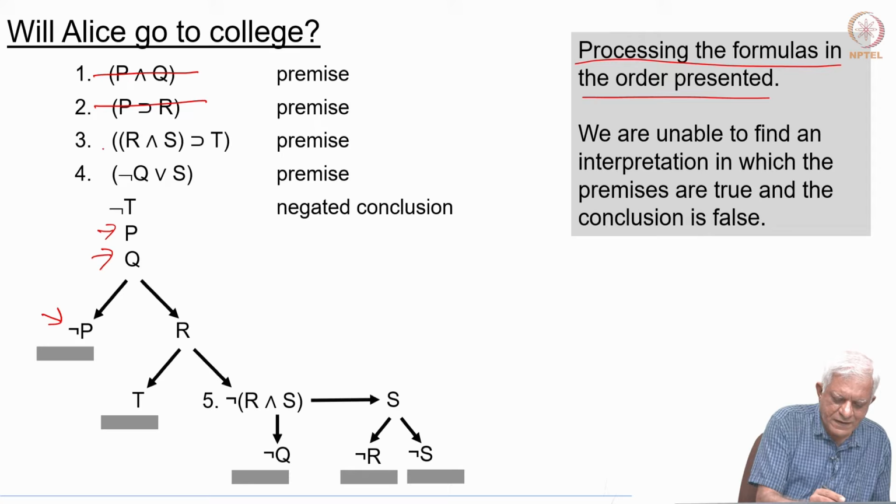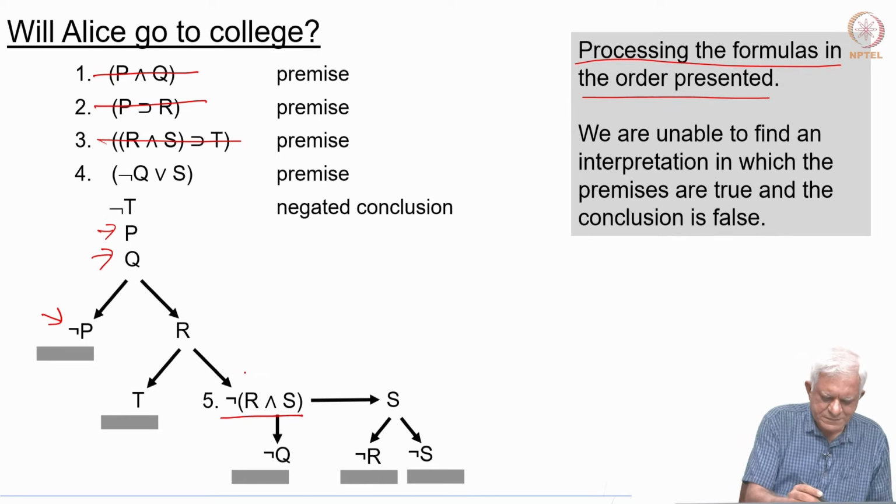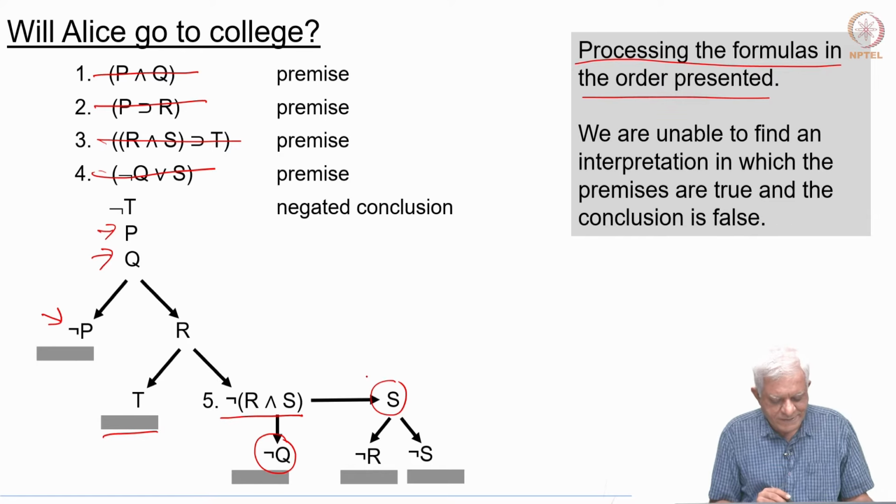Then we process R and S implies T. So, we get not of R and S. I have written this in a different order simply to accommodate the diagram, and T here. T makes it closed because not T is present, and so this is also closed. Then we break down not R and S, which means we break down not Q or S. That is how we get this not Q here, and then that is how we get this S here.